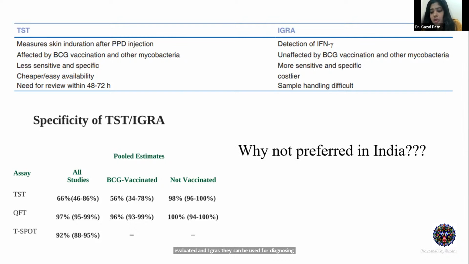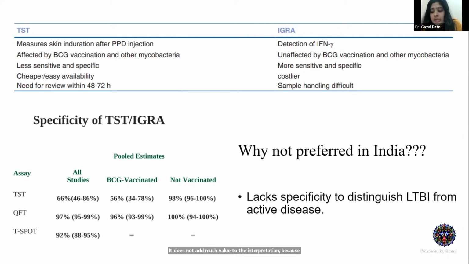But why is it not preferred in India? Because in TB endemic countries, it does not add much value to the interpretation, because it cannot distinguish latent from active disease. And in endemic countries, the focus of prevention and control is to identify and treat the active cases.